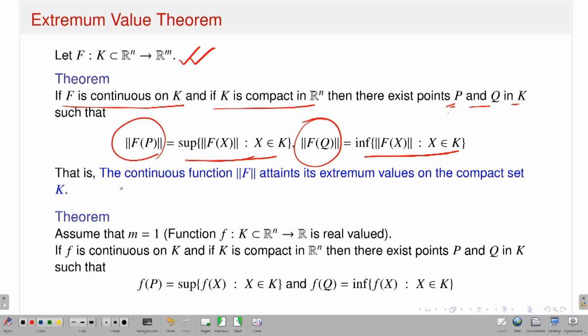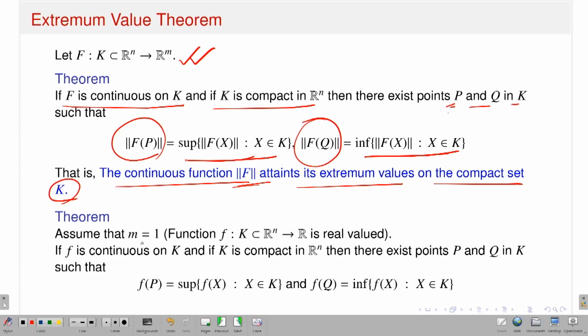That is why I have written the continuous function norm of f. If capital F is a continuous function, norm of f is also a continuous function. So the continuous function norm of f attains its extreme values on the compact set K. That is very important. So supremum and infimum always exist because it is bounded. But more important is that it attains them at points. That is very important.